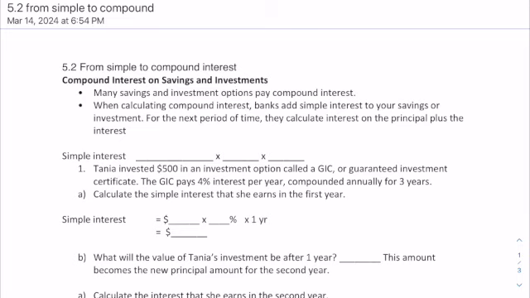All right, so 5.2 is going from simple to compound interest. So, compound interest on saving and investments. Many saving and investment options pay compounded interest. When you're calculating compound interest, banks add the simple interest to your savings or investments for the next period of time. They then calculate the interest on the principal plus the interest you had made previously.